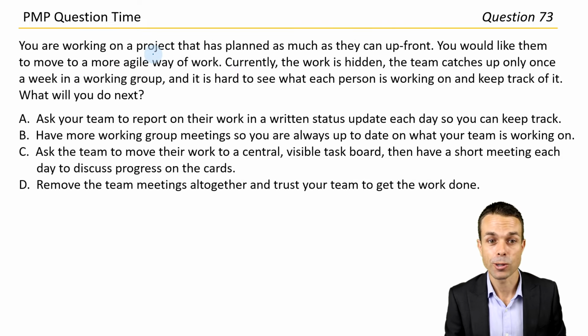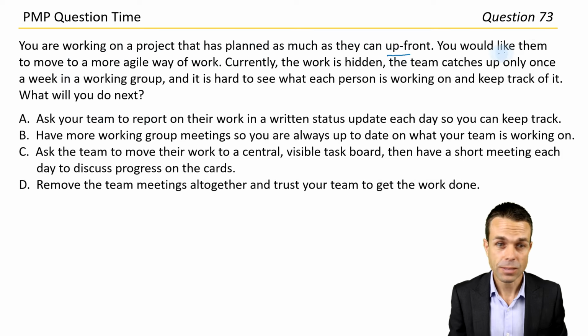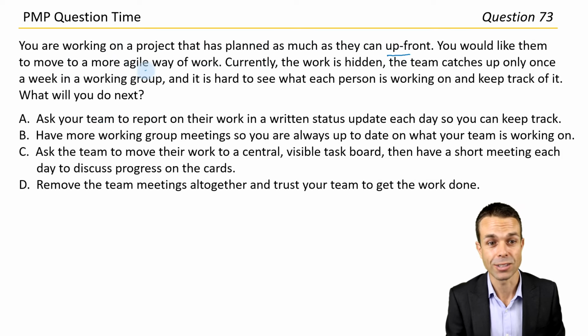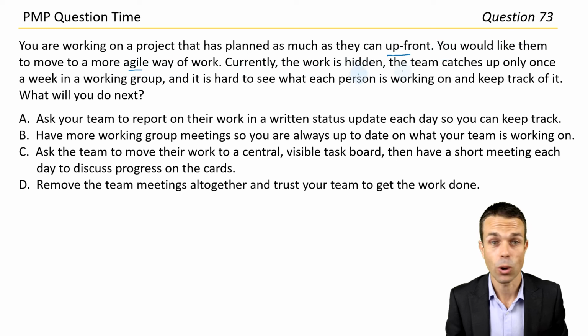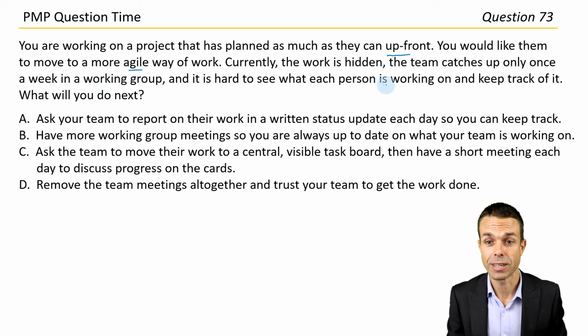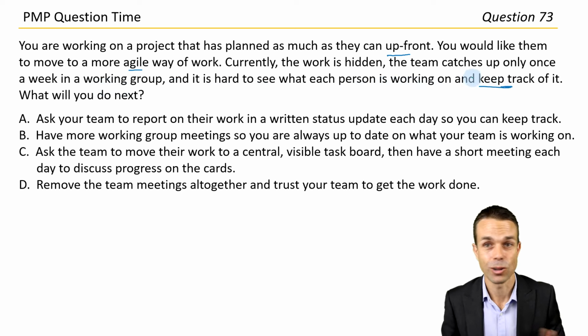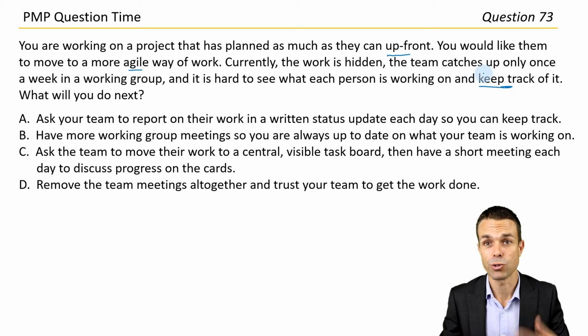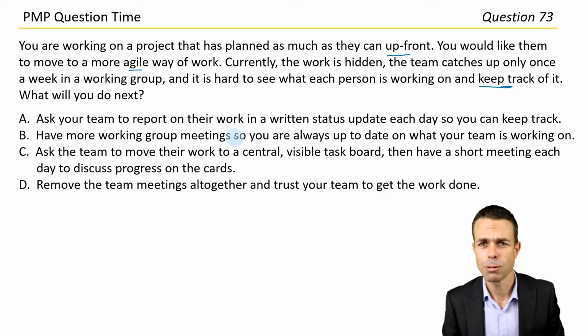You're working on a project that has planned as much as they can up front. You would like them to move to a more agile way of work. Currently the work is hidden. The team catches up only once a week in a working group, and it's hard to see what each person is working on and to keep track of it. What will you do next? Okay, this is where a lot of the agile tools and ways of working really help. It makes it visible and transparent, and we catch up more often as well. So let's see what we've got.